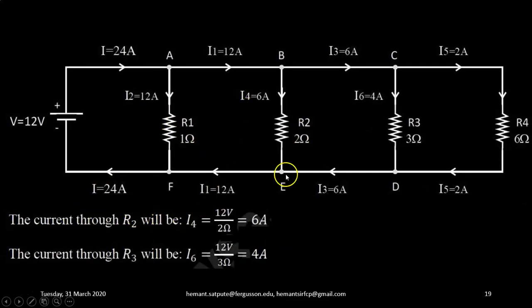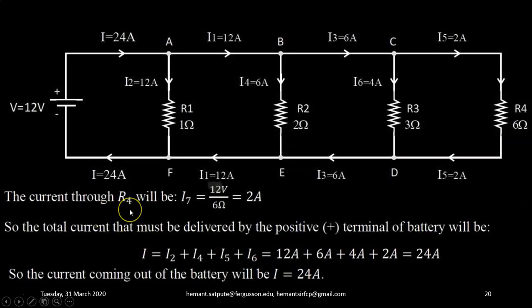The current through R2 will be equal to the voltage across it, 12 volt, divided by the value of resistance, 2 ohms. So 12 by 2, that is 6 ampere, is the current flowing through R2, and that we have named as I4. The current through R3 will be I6, and that is 12 volt divided by 3 ohm, that is 4 ampere. The current through resistor R4 will be, again, the same voltage is available across R4. So 12 volt divided by 6 ohm, and that is 2 ampere.